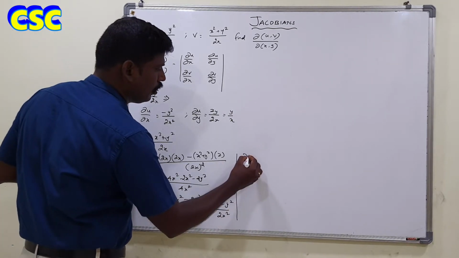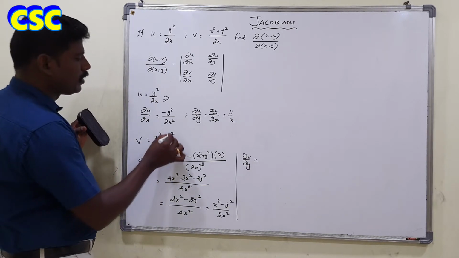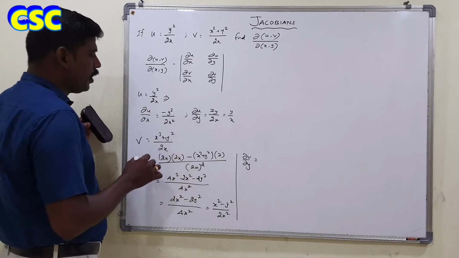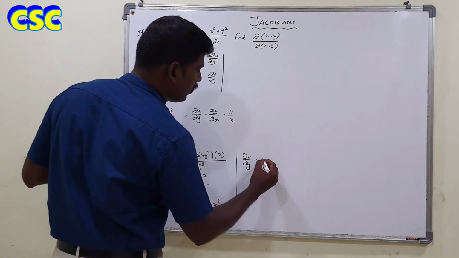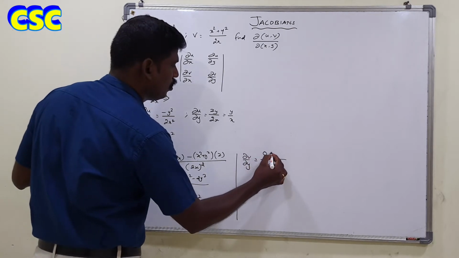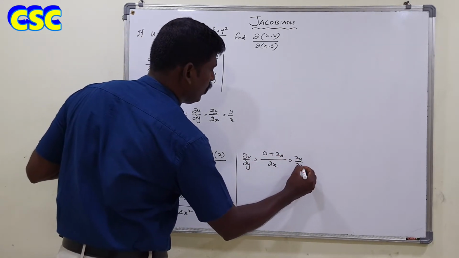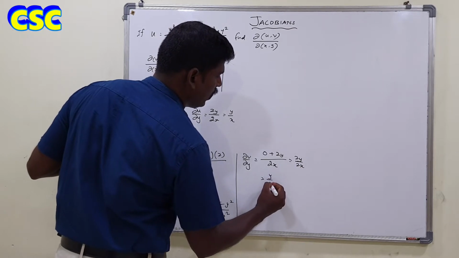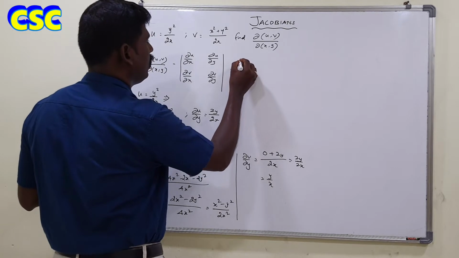Same like that, ∂v/∂y is equal to, right? So y is only in the numerator, so no need to apply the u by v rule. Directly we can keep 2x as a constant, right? So x² becomes 0 and y² becomes 2y. That is equal to 2y by 2x, that is equal to what? y by x is the value of ∂v/∂y. So apply it here.